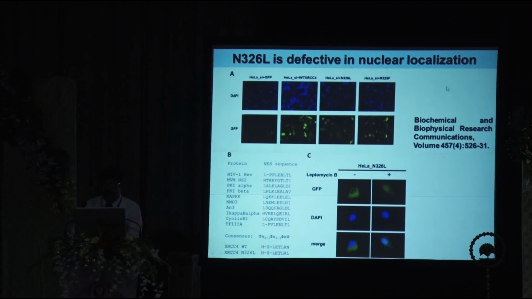So, further studying, we have just focused on N326. When we mutated this N326 into leucine, it was also defective in nuclear localization signals. When we looked at the structure of the XRCC4 protein, we wanted to know whether N326 is really important for the NLS signal, but we could not see any role of N326 in NLS signals. So we wanted to know why this N326 is important for nuclear localization signals.